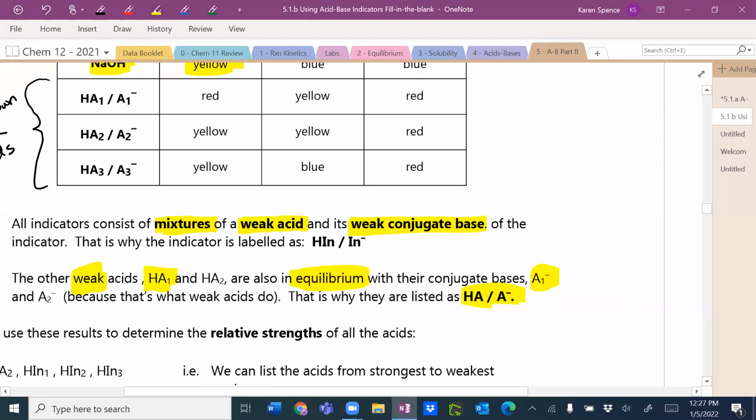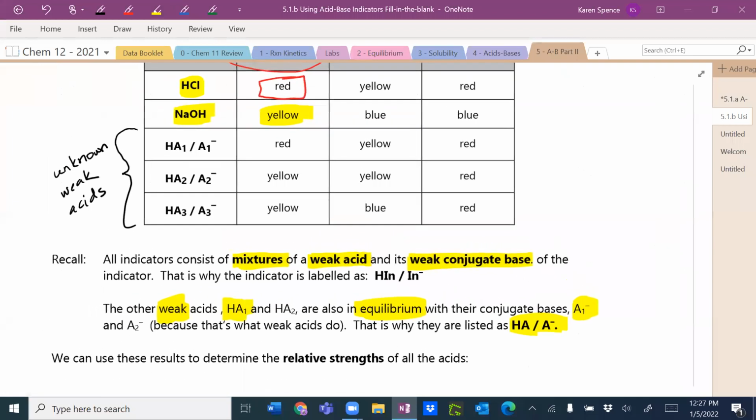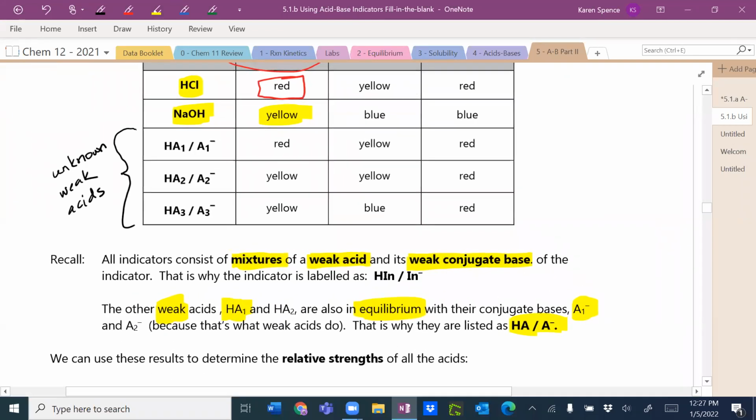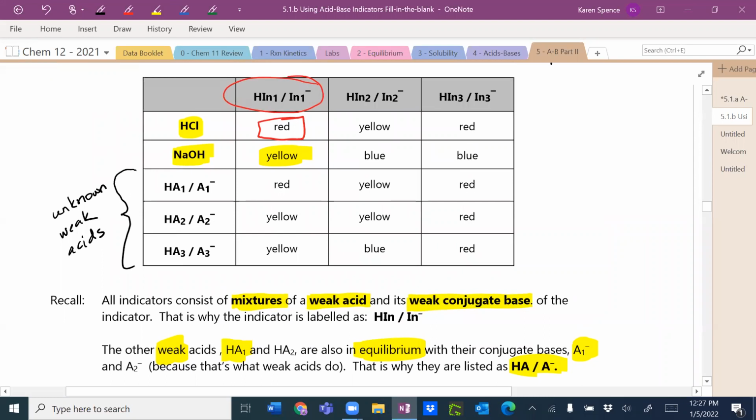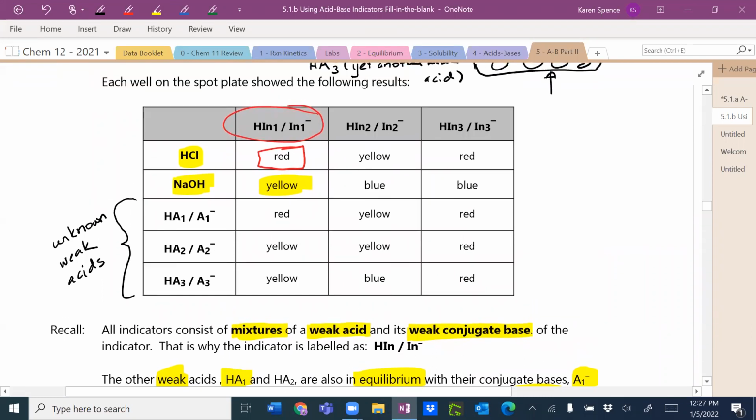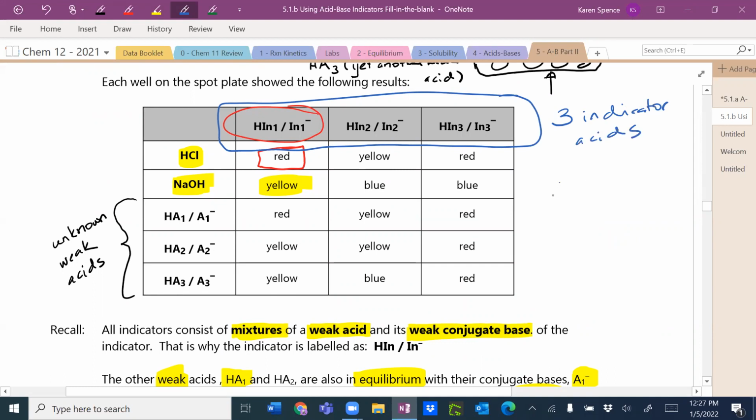Now, our job is going to be to take these results and determine which acid is stronger than which other acid. And remember, we don't just have 3 weak acids, we also have our 3 indicator acids. So we actually have 6 acids in total.